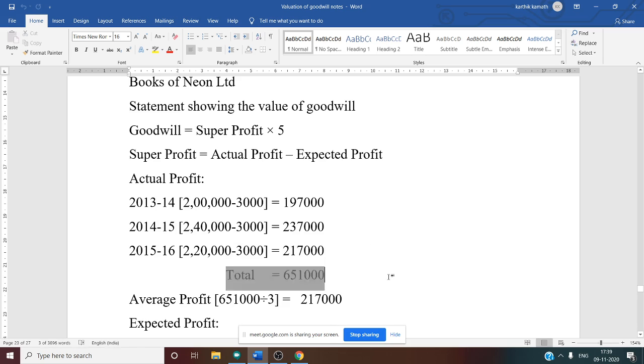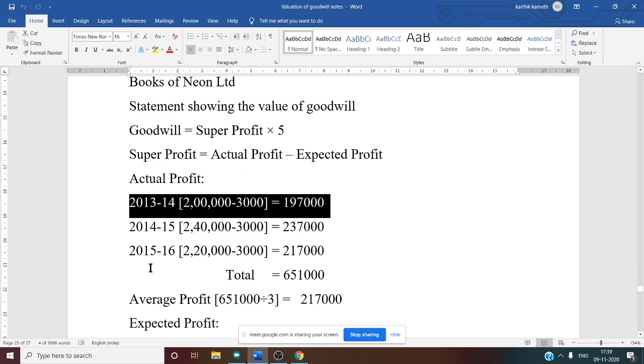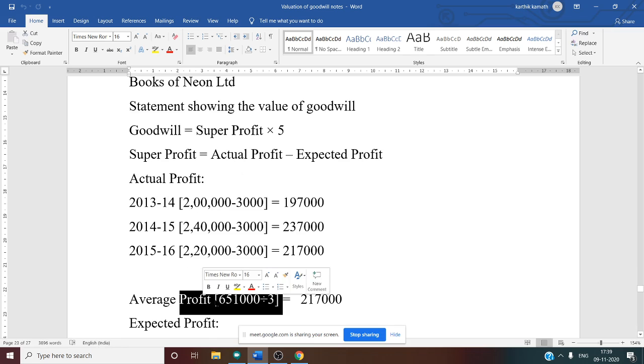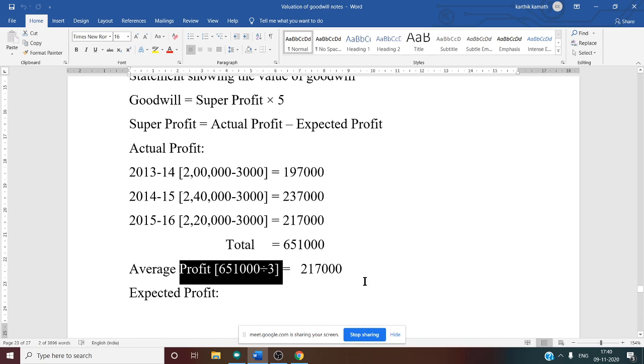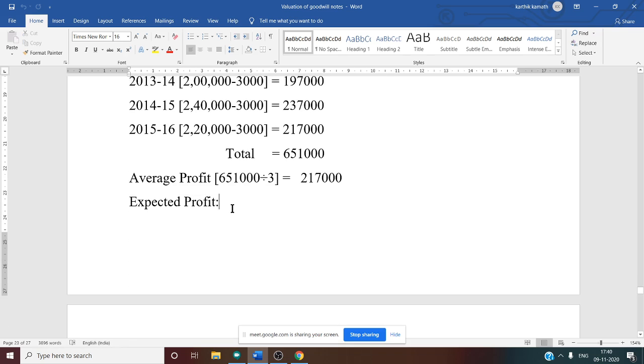This is our total actual profit, but we want average profit. Since 3 years' profit is given, we divide 6 lakh 51,000 by 3, and you will get 2 lakh 17,000. This is our average profit. One part of the problem is over. Now next is expected profit.